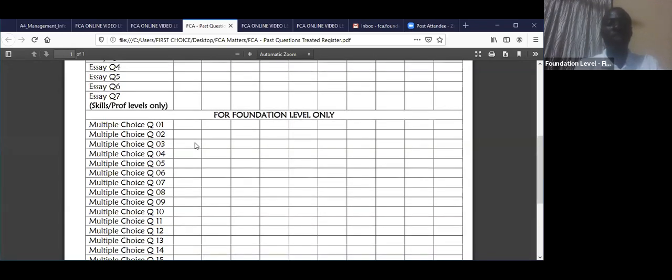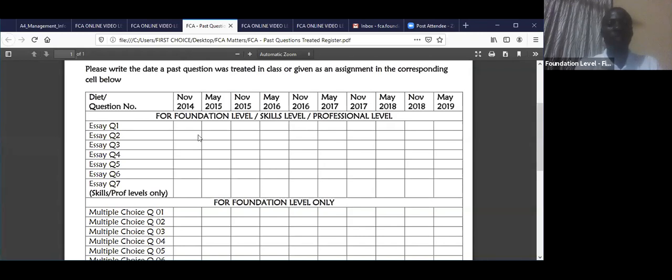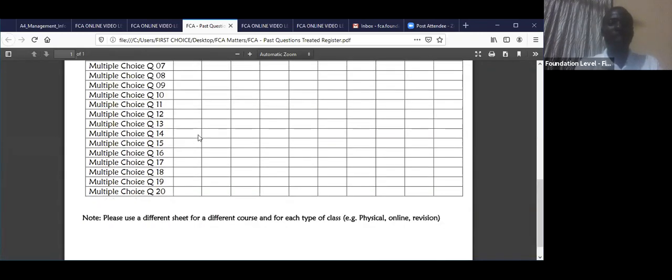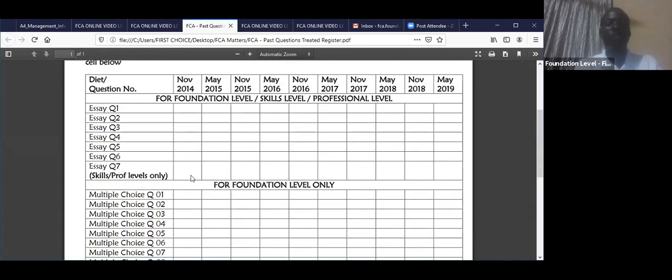Then you go to the essay type of question. You check the level, the diet, and look at the question number, you answer, you tick. So that way you are keeping track of each topic we've given you. Go to past questions, and keep track of the past questions that handle that topic.